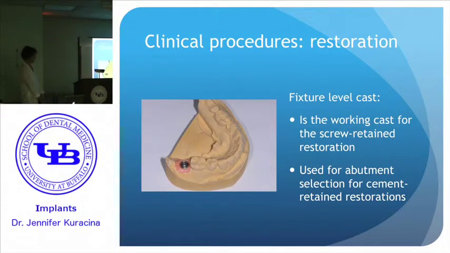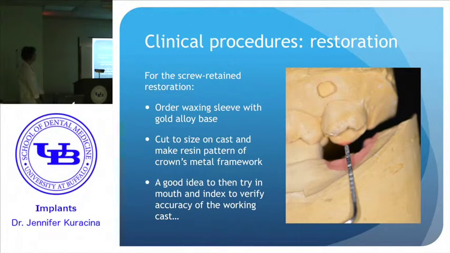So our fixture level cast is the working cast if we're making a screw retained restoration, or we use it for abutment selection for cement retained restorations. If we're going to make a screw retained restoration, we make some assessments in terms of how much restorative space we have. We have those kits. I'll get to the kits in a minute. But we have little try-in kits in the dispensaries that have plastic abutments that you can try in and physically see how much space you have. I find that helpful because that measuring is kind of difficult.